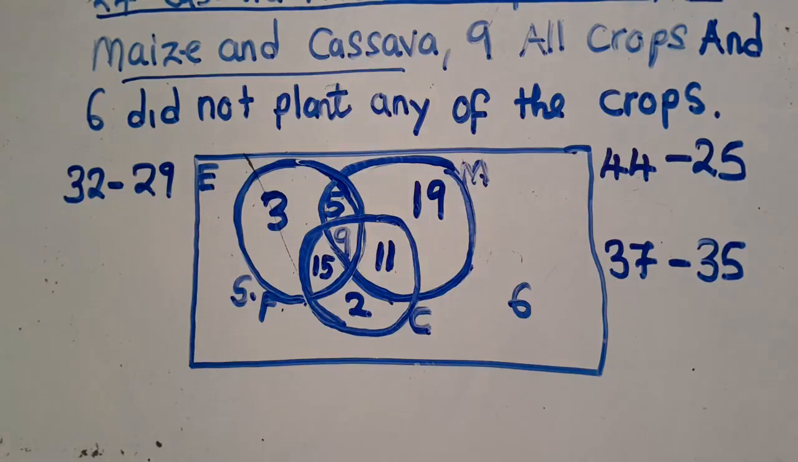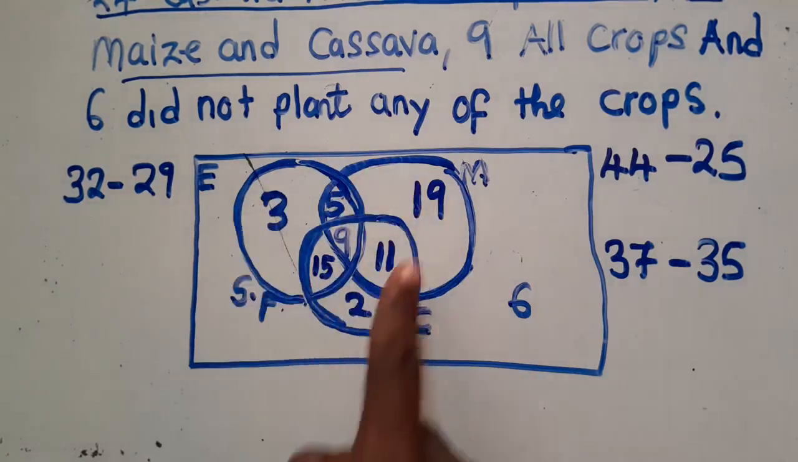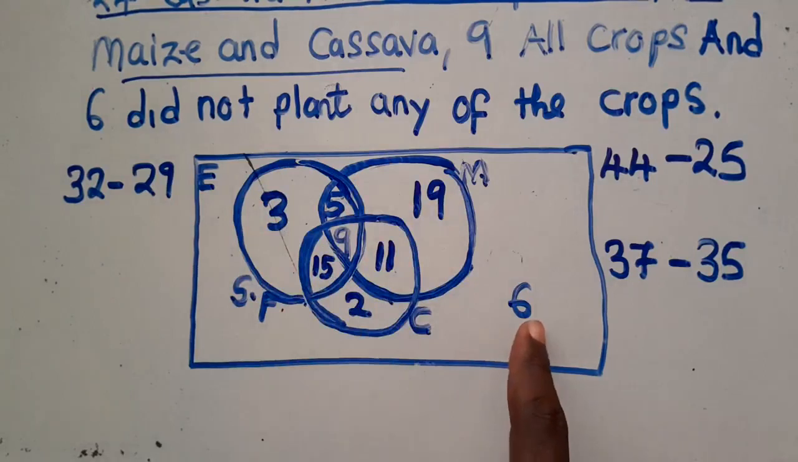So questions can be, how many farmers were on this farming block? How many people were on this farming block? To find the number of people that were on this farming block, you add everything there, plus these 6 that did not plant anything. They were on this farming block, but they decided not to plant anything. So maybe these 6 were very lazy to the point that they didn't want to plant anything. So you add them and include them.